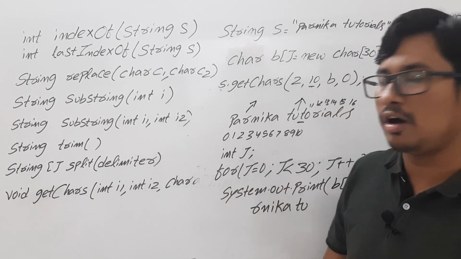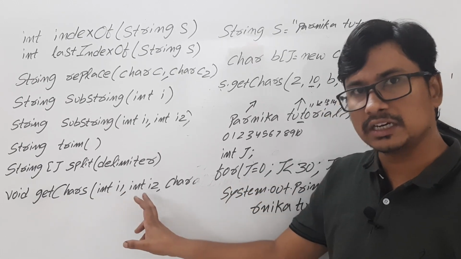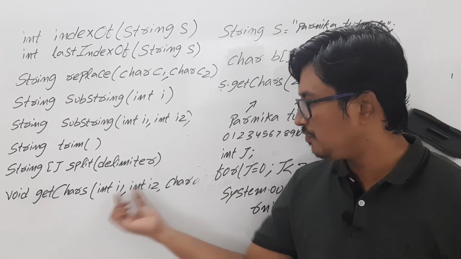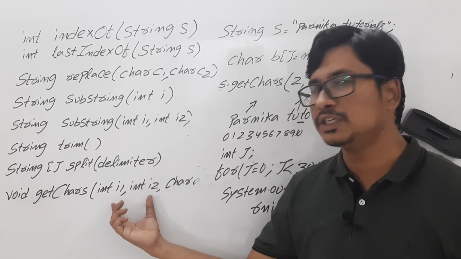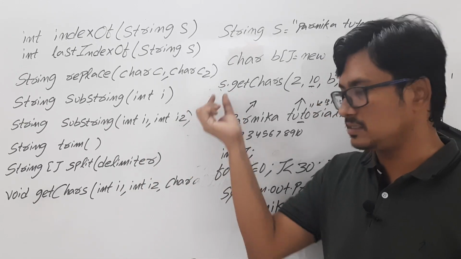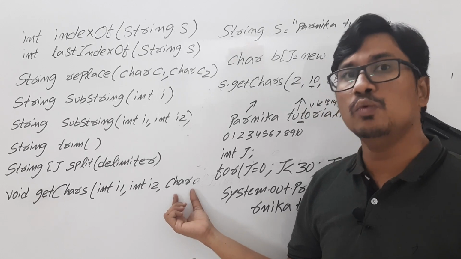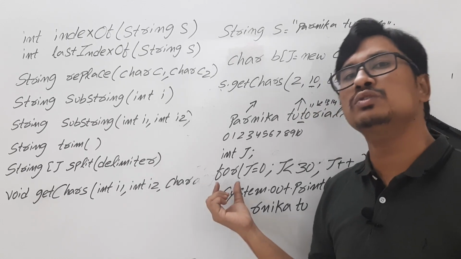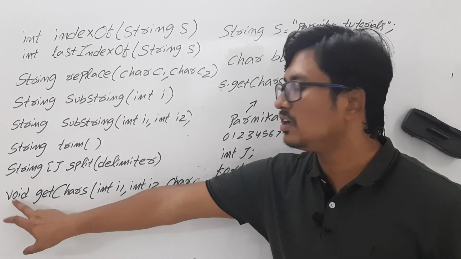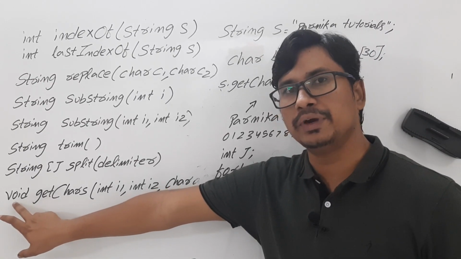It will take 4 arguments. One is an integer, second one is an integer, third one is a character array, fourth one is also an integer. The first two will tell you what substring you want to take from the string in the variable s, and in which array you want to store, and in that array from which index you want to store. Is it clear? It does not return anything, so here I have provided void.